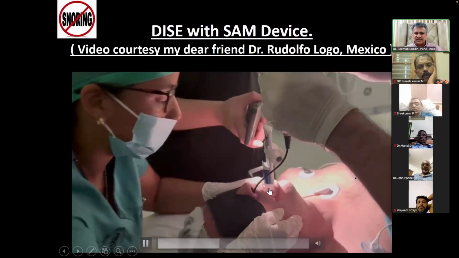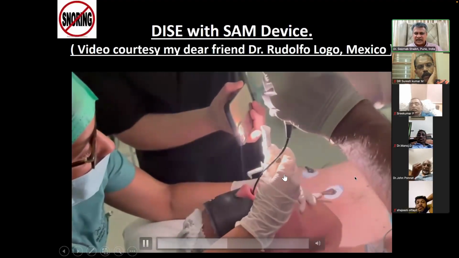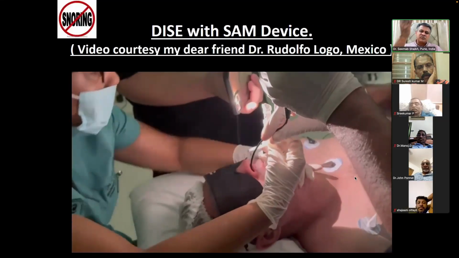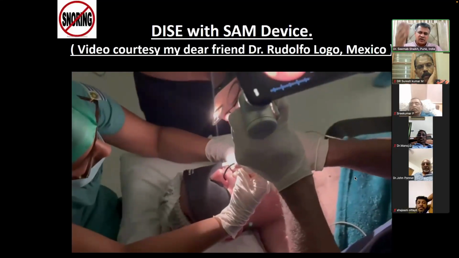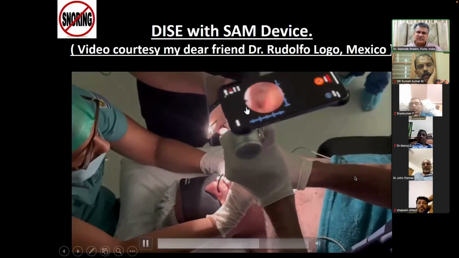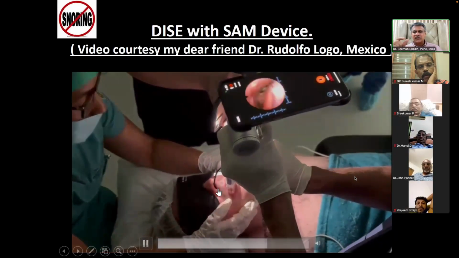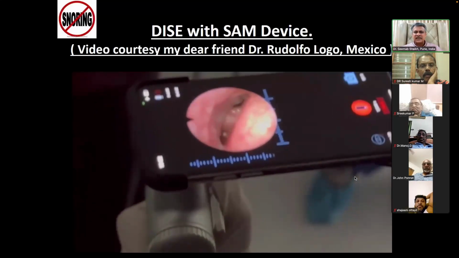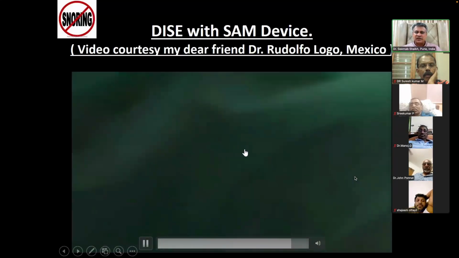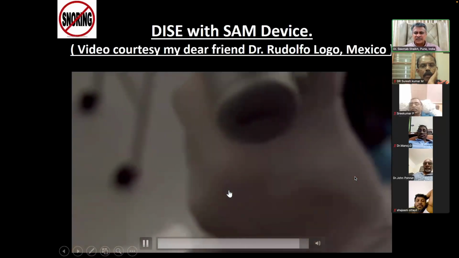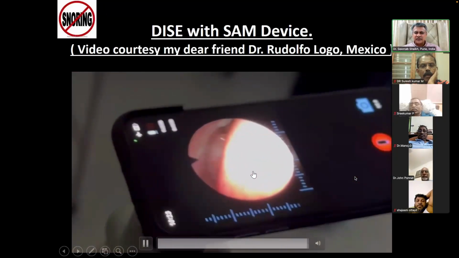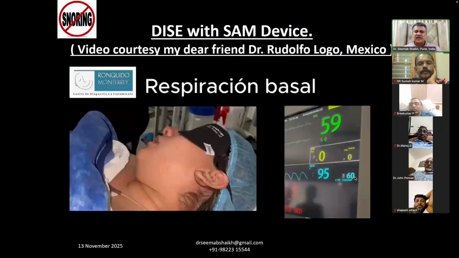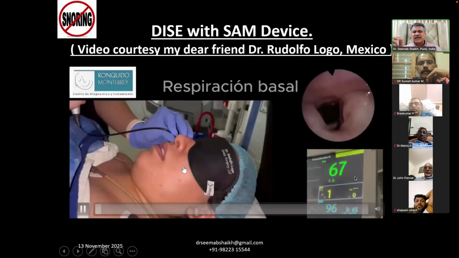So this is the device where they have a measurement, and as they pull open the mandibular device and the mandible gets pulled forward, the tongue base comes forward, and that is seen on the screen when they're doing a DISE. And based on this, they are able to measure the diameters or the distances that are needed. You can see this tongue base opening up when they open the SAM device. See that? So this helps in finding out exactly the measurement of the mandibular device that is needed.